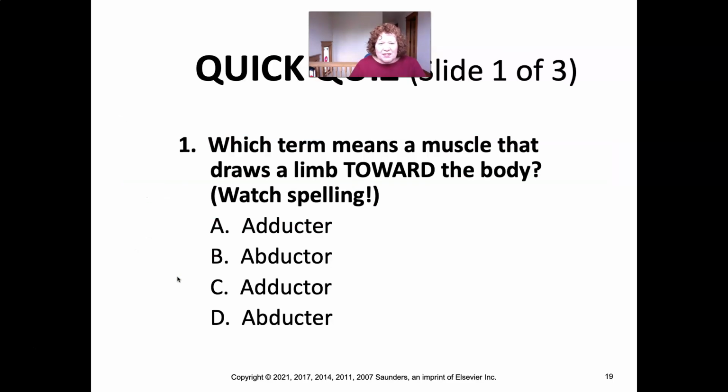And now we have a quick quiz. Which term means a muscle that draws a limb toward the body? Ooh, I helped you with this a little bit earlier. Ab is away from the body. Does that help you figure it out? And then I'll leave you to figure out whether it ends in ER or OR.